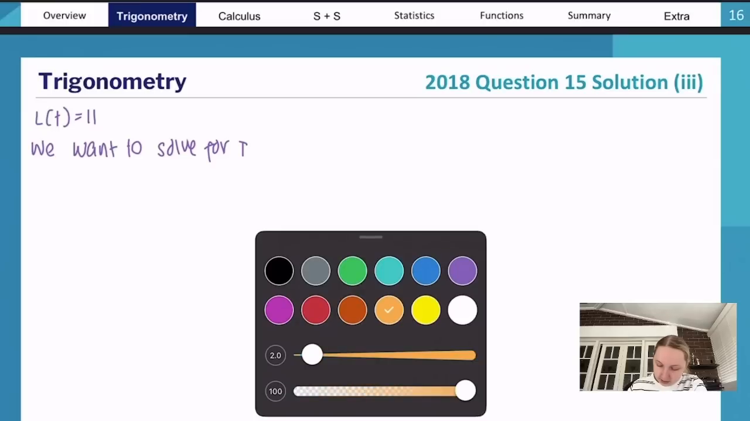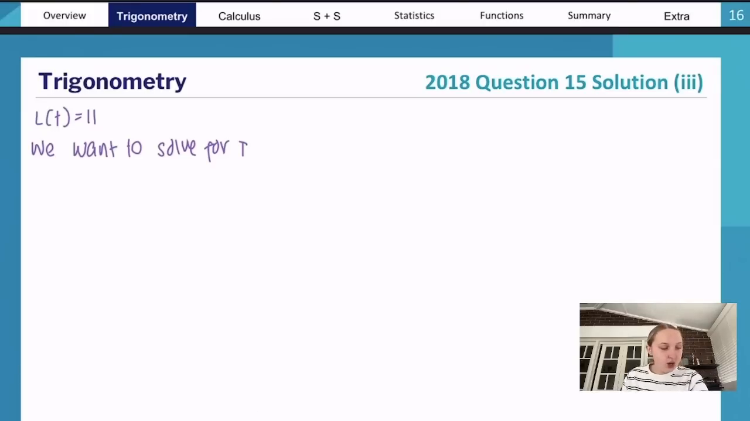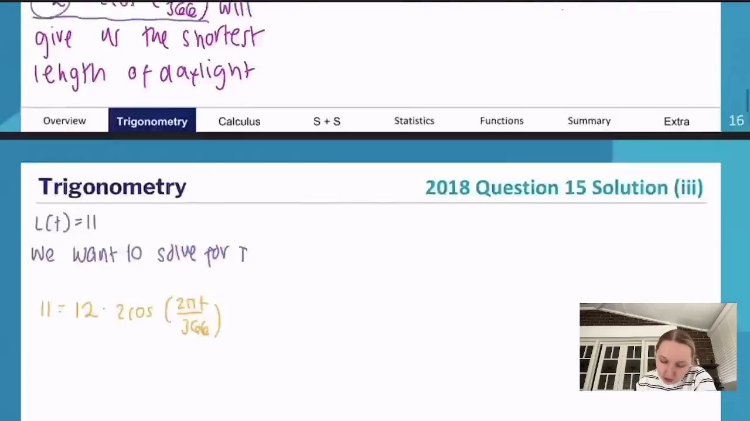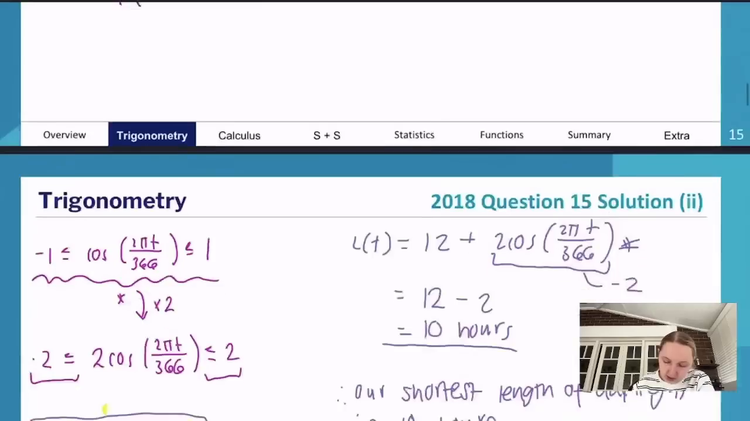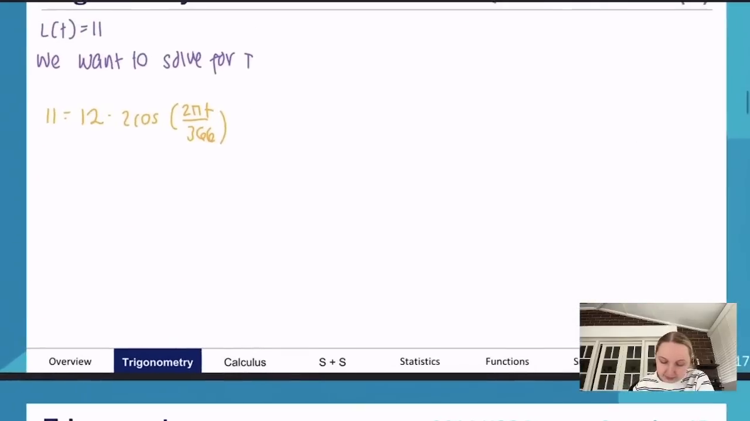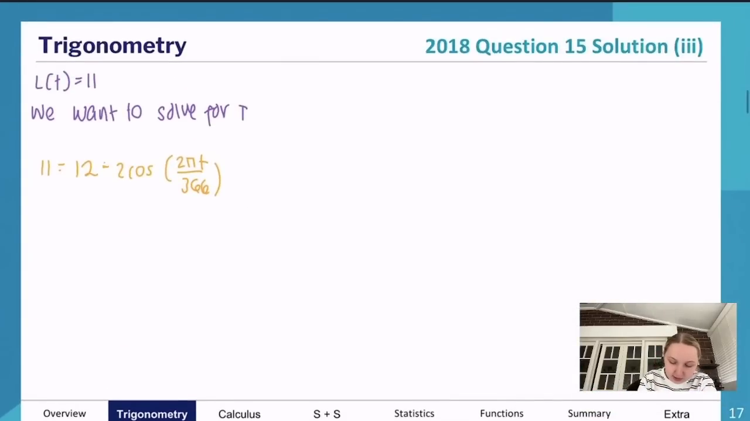So I'm just going to change colour so you guys can see it. So this is when we go 11, which is the LT that they've given us, is going to equal 12 minus 2 cos 2 pi t on 366. Let me just check that I wrote that down right. Again, this is when we come into checking, making sure you're writing down the right thing. 12 plus 2 cos pi. Okay, cool. Oh, no, I didn't do it right. That's plus, not a minus.